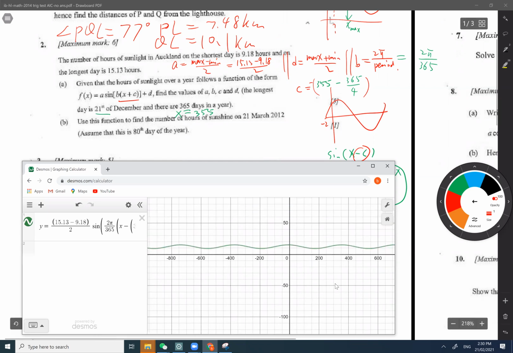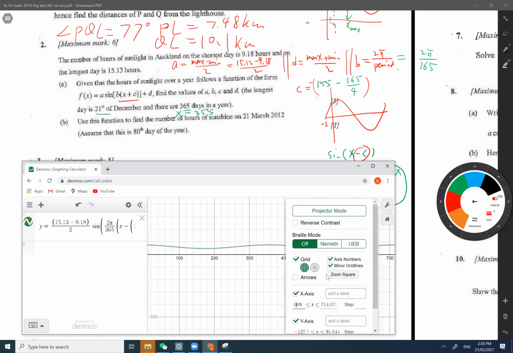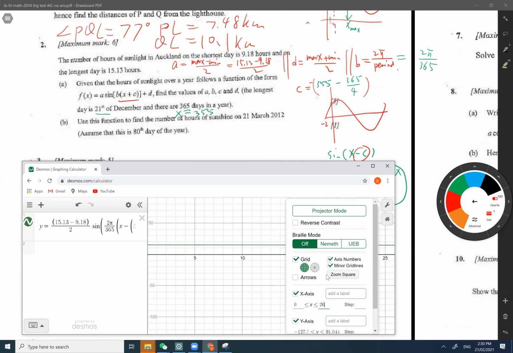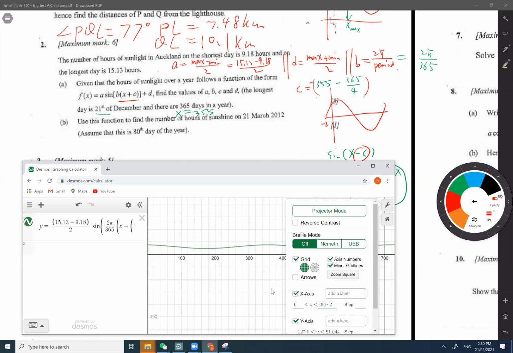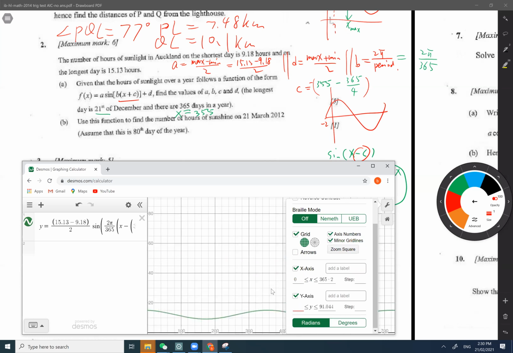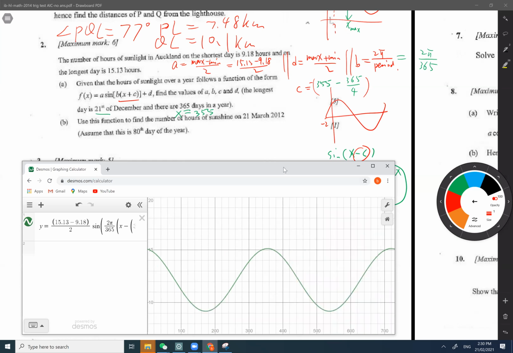If we change it for x, we just check 0 to 365, or 365 times 2. Let's try to make 2 periods. And for y, all positive, from 9 point something to 15 point something. Okay, we just make y from 9 to 20, or 7 to 20 here. So this is the graph.